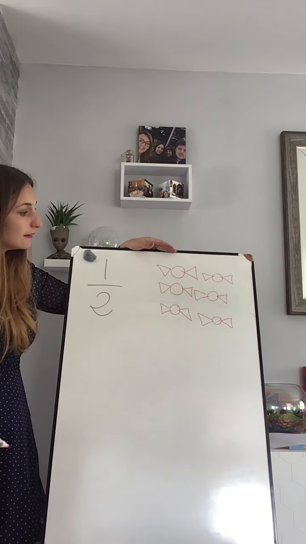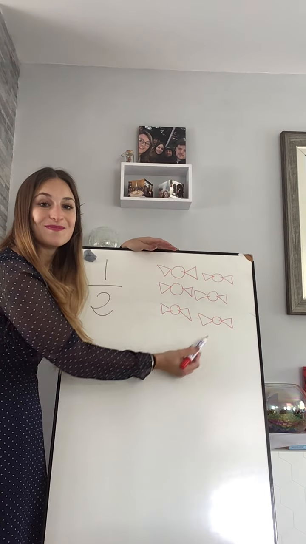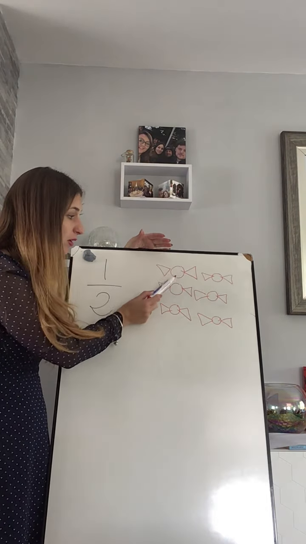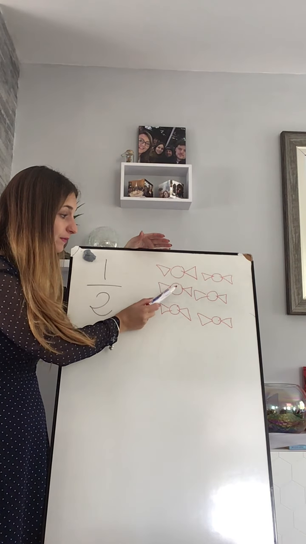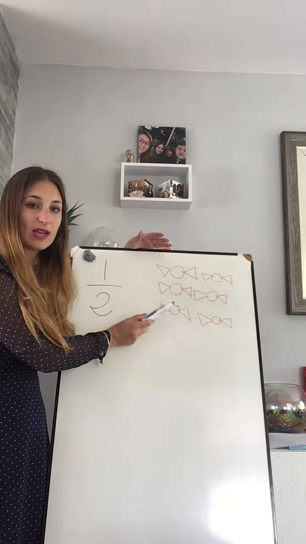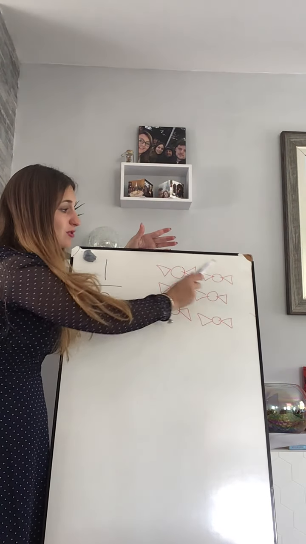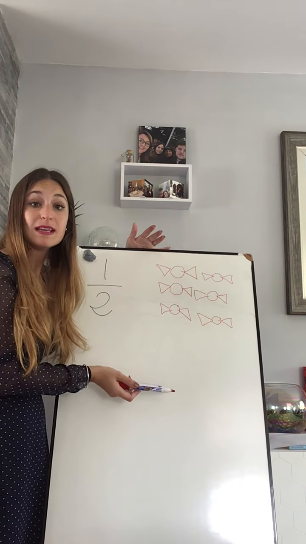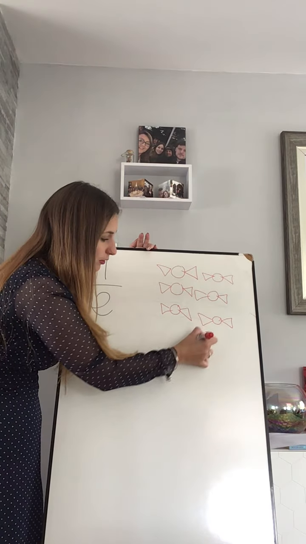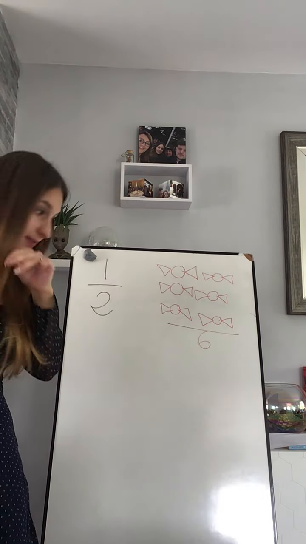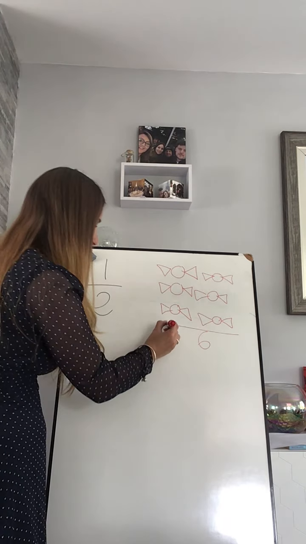Okay, there are 6 sweets. Why do I know straight away that is 6 sweets? Because I have one row that is 3, and how many times do I have a row of 3 sweets? 1 time and 2 times. So 2 times 3 is 6. So I have in total 6 sweets.